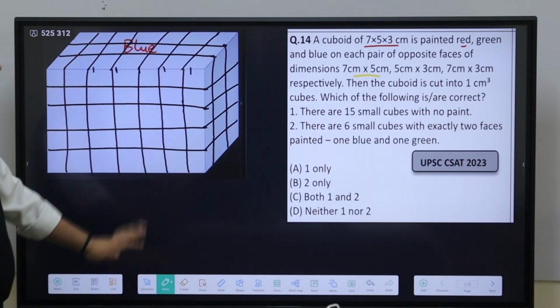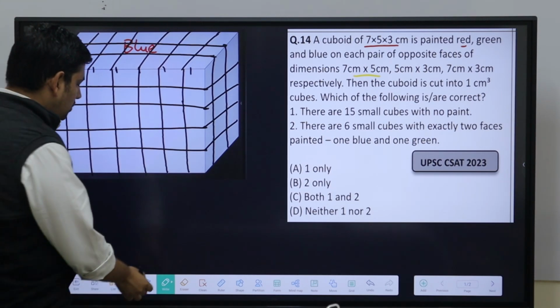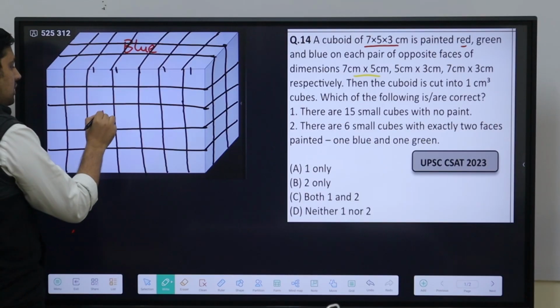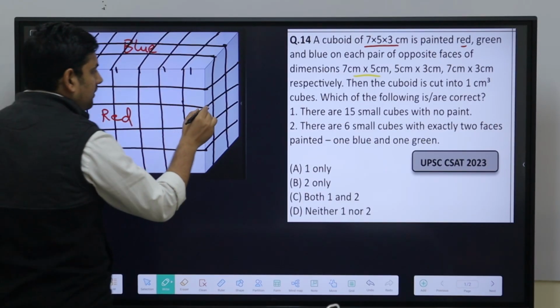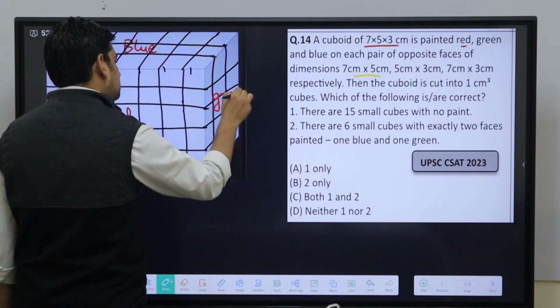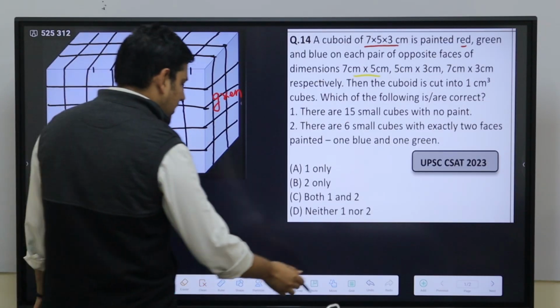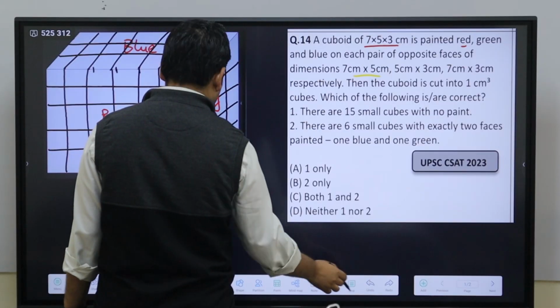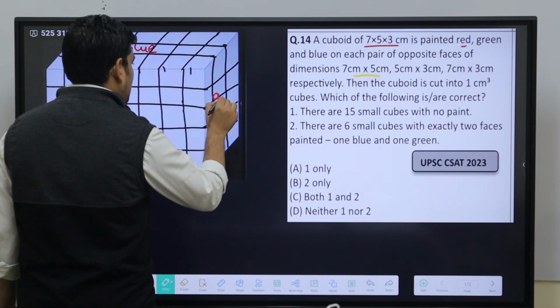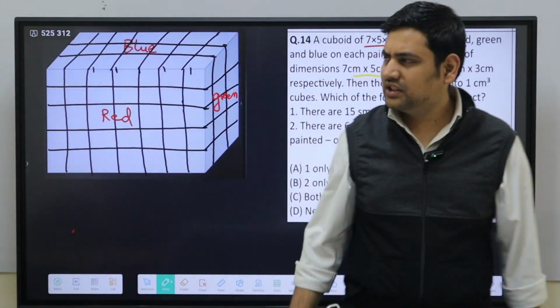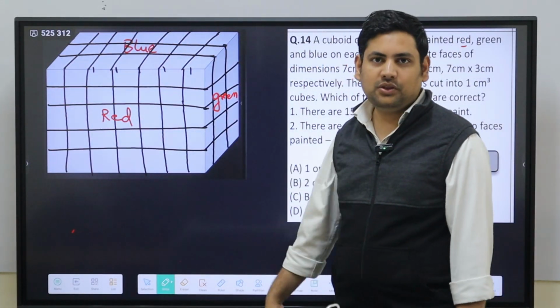Can you now see all the cubes? Correct? All cubes are now clearly visible. This was blue, this one was red and this one was green. Correct? These were the 3 colors. Let me write them in their colors only. Or let it be. So this is green. Now, once you have drawn this, I have to explain to you.